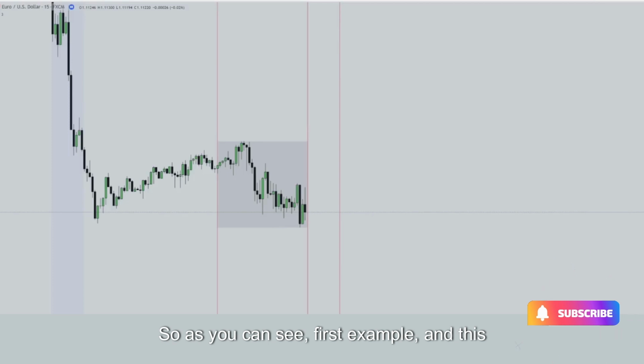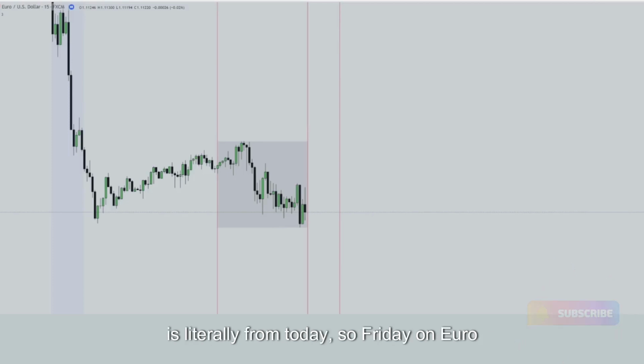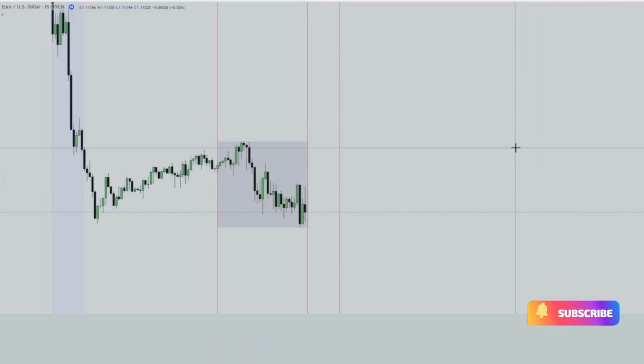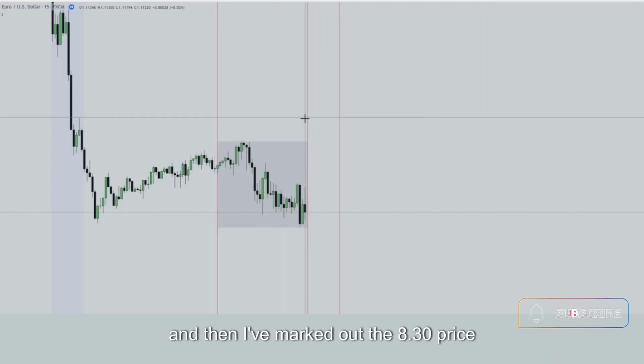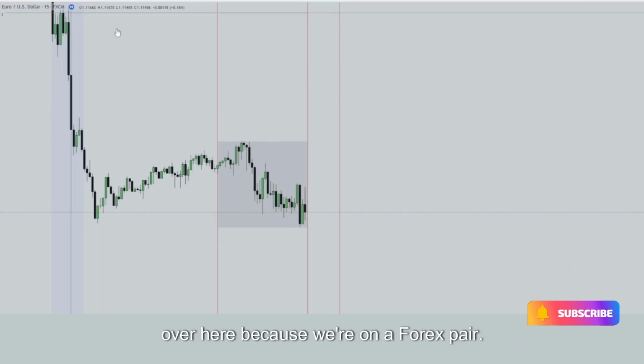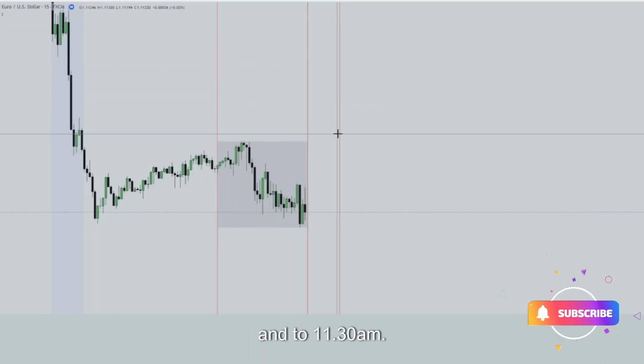So as you can see, first example, and this is literally from today, Friday, on EUR/USD. You can practice this yourself. So let's get into this example. What I've done over here is mark out the New York midnight time, and then I've marked out the 8:30 price because we're on a Forex pair. So 8:30 AM to 11:30 AM.